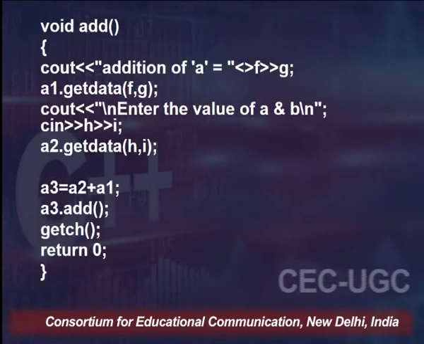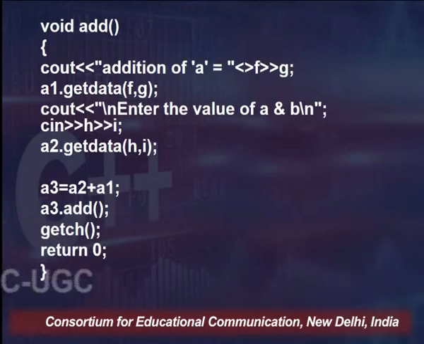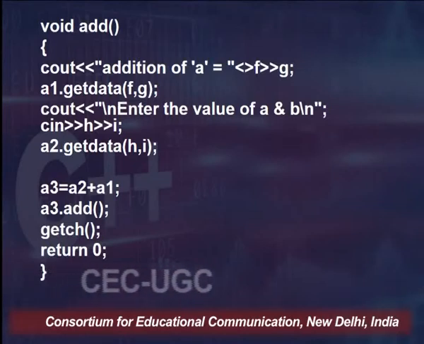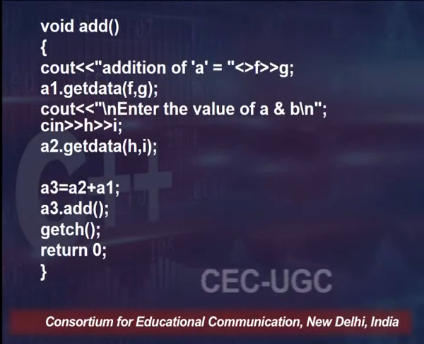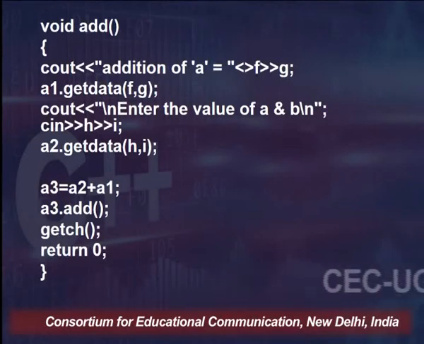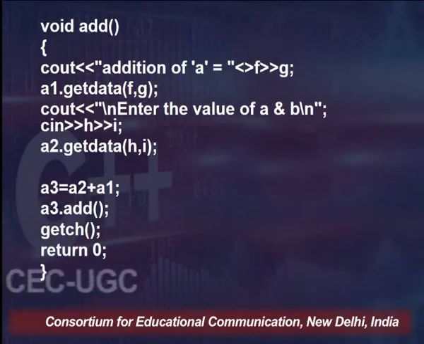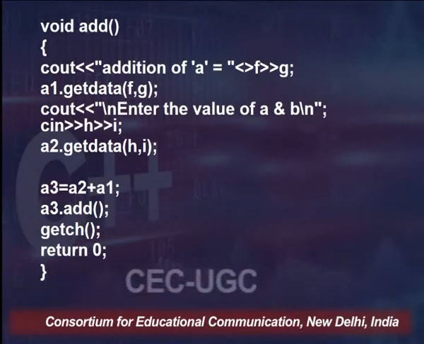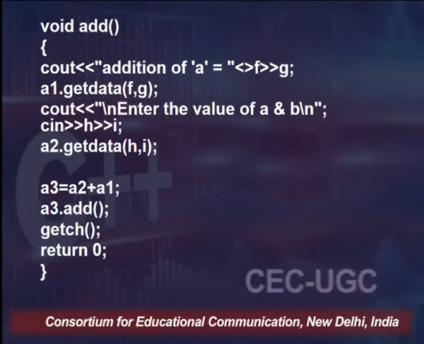Now, coming to the definition of this friend function. How are we going to write it? Within the definition of that friend function, what we need to do is pass two objects.